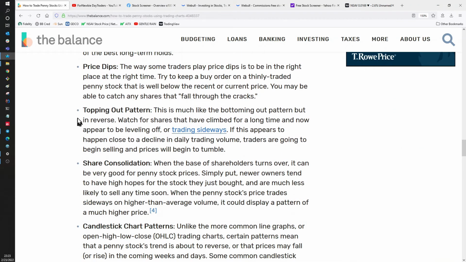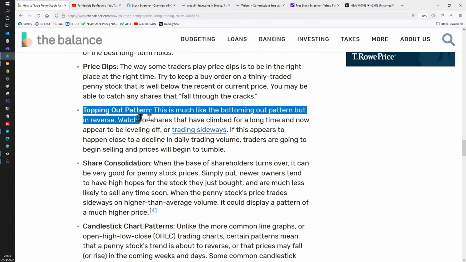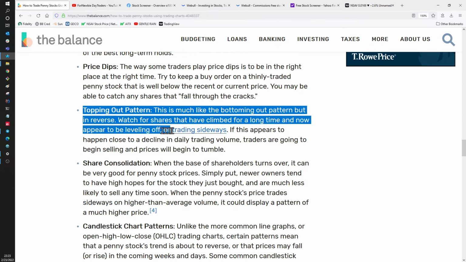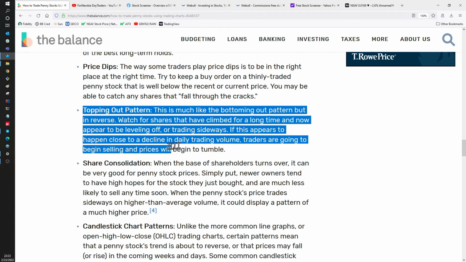Now, topping out pattern. This is much like the bottoming out pattern, but in reverse. Watch for shares that have climbed for a long time and now appear to be leveling off or trading sideways. If this appears to happen close to a decline in trading volume, traders are going to be selling and prices will begin to tumble. And the idea, again, is to buy at the bottom if you can find it.